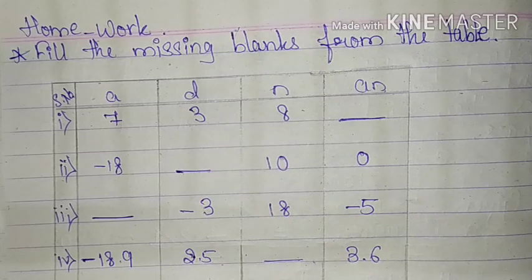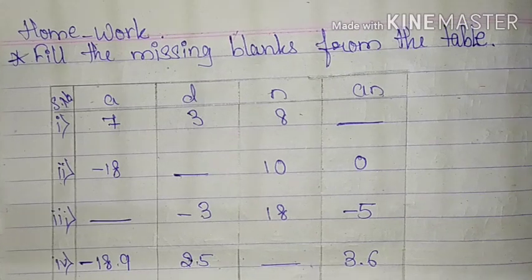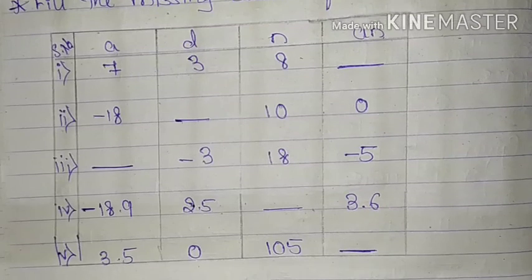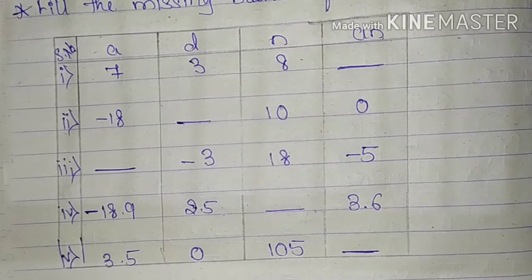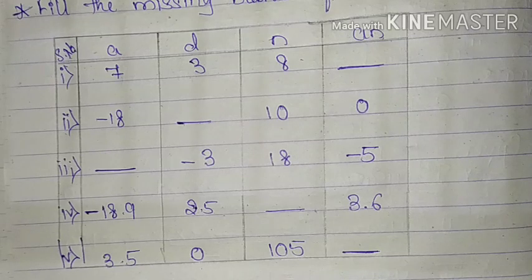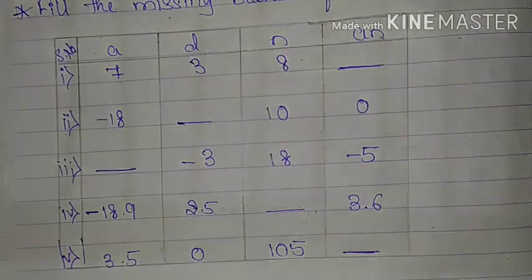That means you have to calculate the values of N, D, AN or A for particular blank. Okay, in the first blank you have to calculate the value of AN. In the second you have to find the value of D. In the third you have to find the value of A. In the fourth you have to find the value of N, and in the fifth you have to find the value of AN once again. So this is your homework for the day.